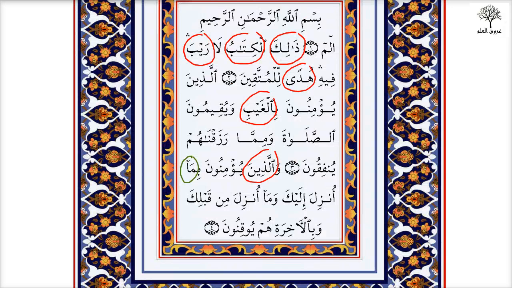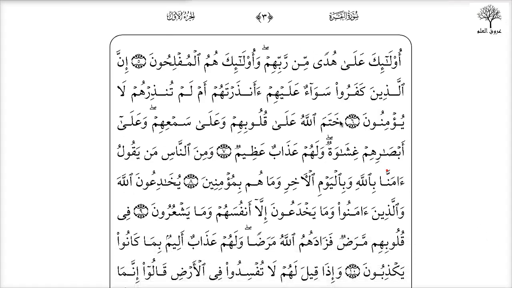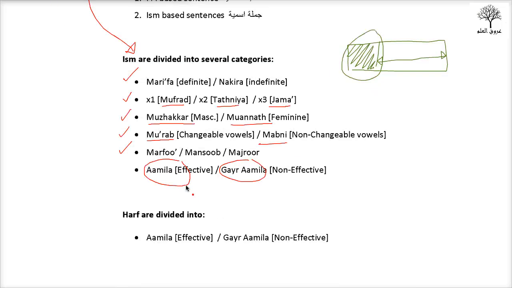So if we look in the Quran, for instance, on this page, there are many nouns that are non-effective. They don't do anything to the word after them. For example, huda. Huda doesn't really do anything to the words after it. It's an ism. Al-muflihun, it's an ism. It doesn't do anything to any of the words. There's really no word after it. But al-ladhina doesn't really do anything to the words after it. Ghishawatun, nothing. Azimun does nothing. Adhabun does nothing. So these are words that have no effect at all on any other words. So isms are divided into two categories, amila and ghair amila.